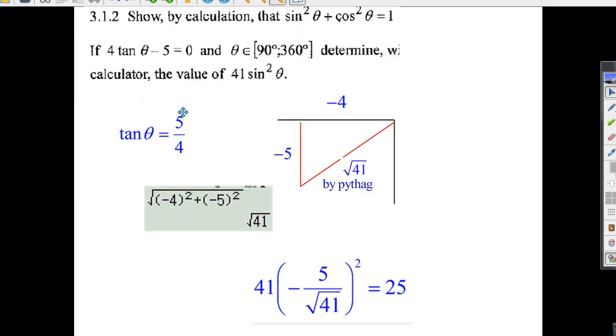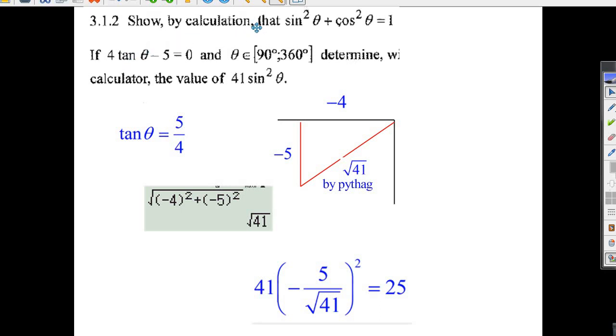Here's another Pythagoras question. You're told that they want you to figure out what sine squared plus cos squared is. And so what you do, I haven't completely finished this question because it says show by, anyways, let's just get started. Anyways, a tangent of theta, I add 5 and divide by 4. There's the tangent of theta right there. Well, what does that mean? It means that the opposite side is 5 and the adjacent side is 4.